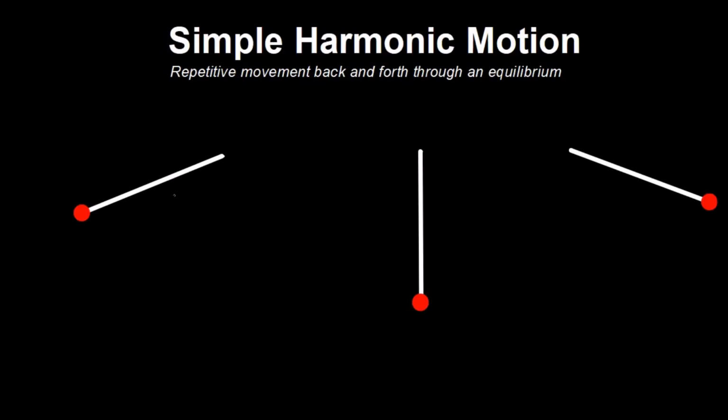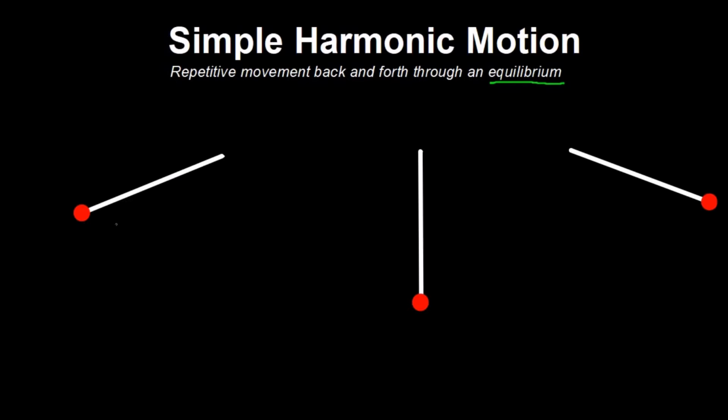In this video, I'm going to talk about simple harmonic motion, which is the repetitive movement back and forth through an equilibrium of an object. An equilibrium is just the center point. So this is best explained with a pendulum.